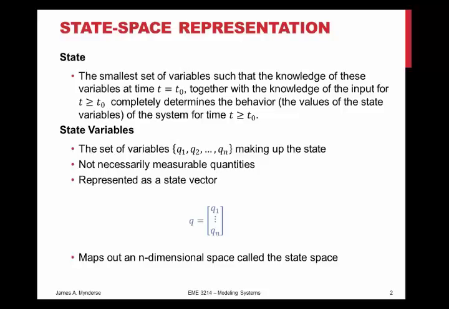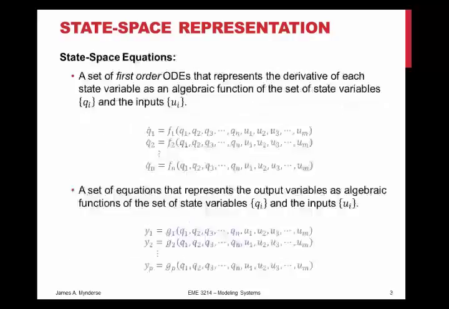But in either case, whether things are all measurable, whether they're physically significant or not, the state variables map out an n-dimensional space, and that's called the state space. And so we put them into a vector. Remember, a vector is a 1D matrix, and so we call that vector the state vector.